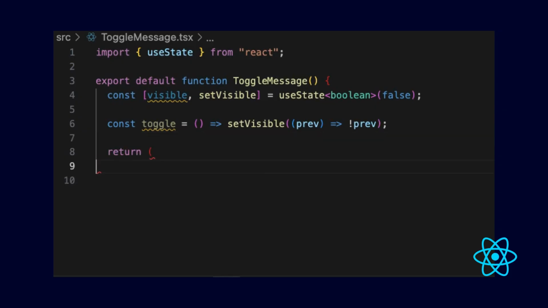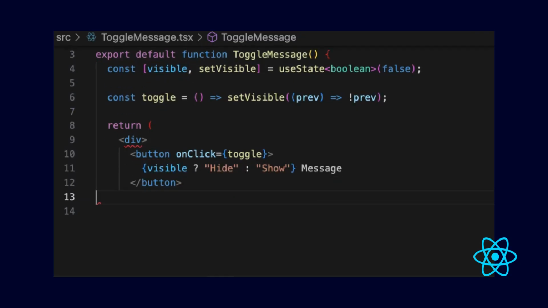We now return the JSX that will render our UI, a wrapper div to contain our button and message. This button calls toggle whenever it's clicked. Inside the button, we use a conditional expression. If visible is true, the button says Hide Message. If visible is false, the button text says Show Message.